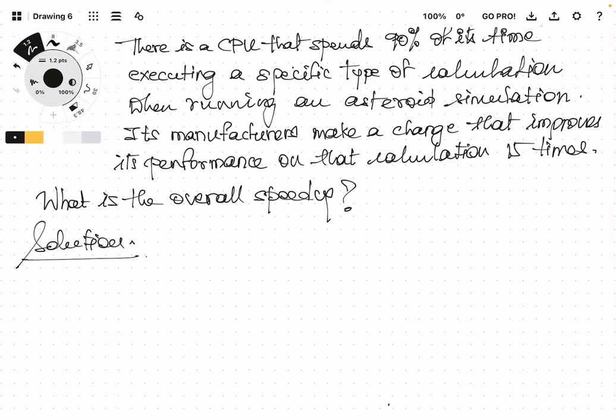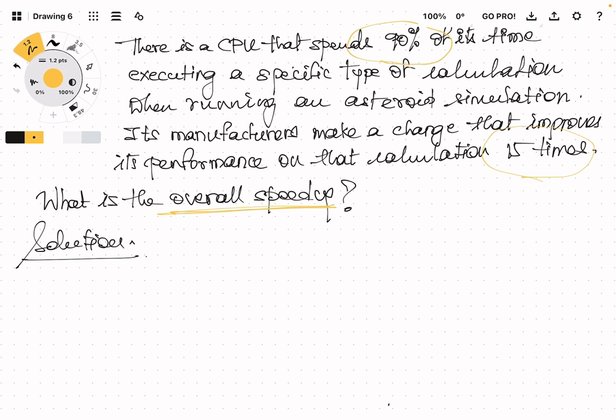Okay, so here's a simple problem involving Amdahl's law. There is a CPU that spends 90% of its time executing a specific type of calculation, and when running an asteroid simulation, its manufacturer makes a change that improves its performance on that calculation 15 times. So 90% of the time is spent doing that calculation and applying a certain optimization. The speed of that calculation improves 15 times. What you want to know is what the overall speed up of the code is.